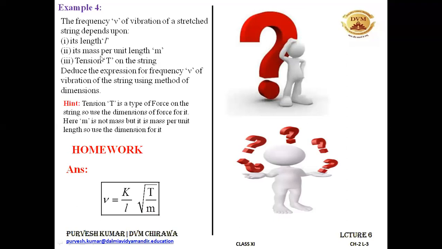So for the second factor, it is denoted by small m, but the dimension you have to use is capital M, L minus 1. Why so? Because it is mass per unit length. It is not mass. If it would be mass, then you could be using capital M only. But it is mass per unit length. That's why you have to use M, L minus 1. So this is what you have to do as your homework. This is all that I want to tell you for today.